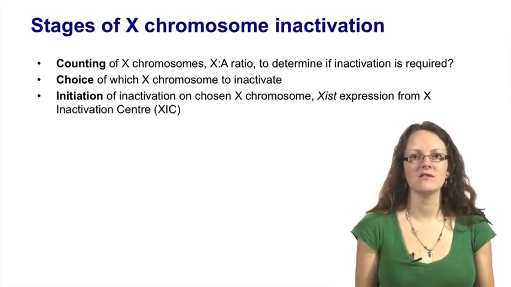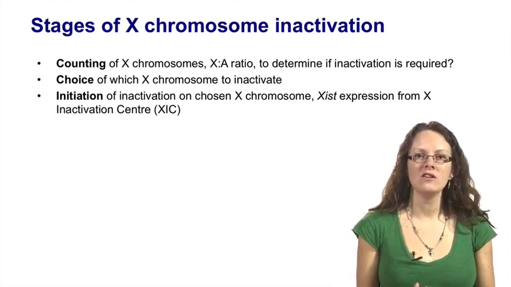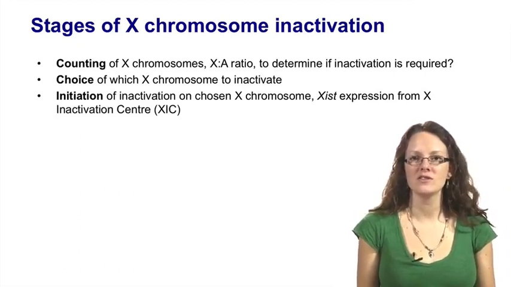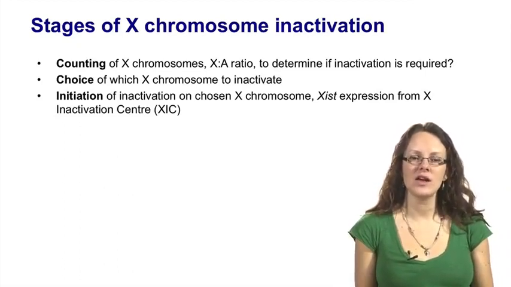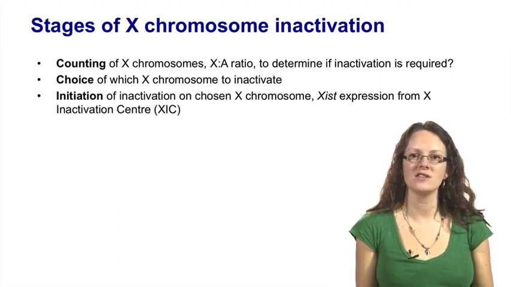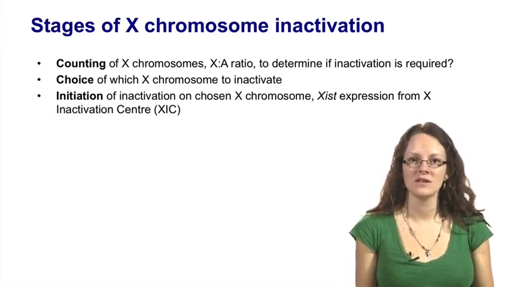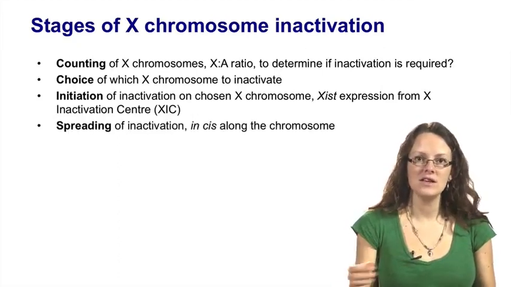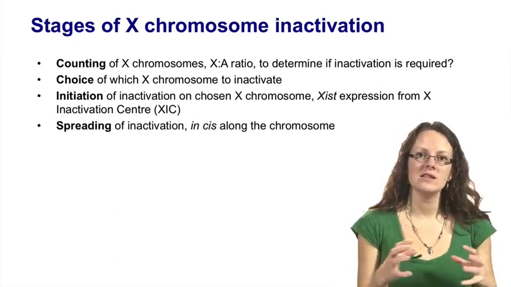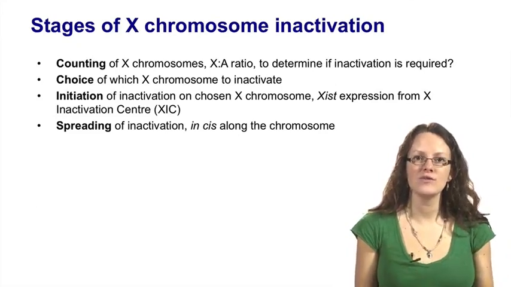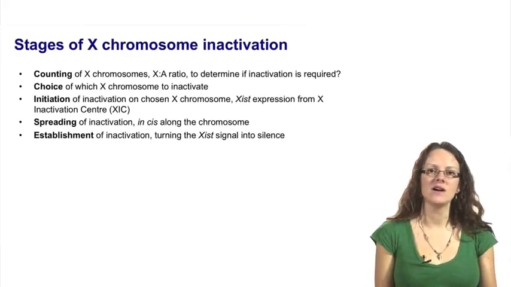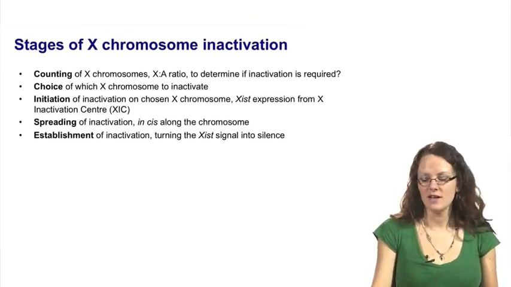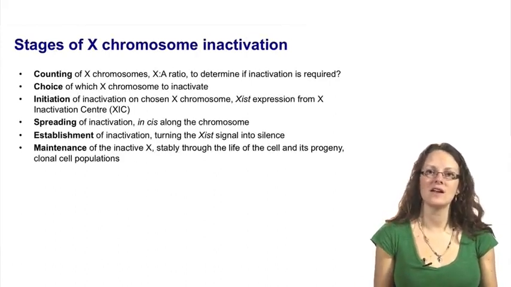The third stage of X inactivation is the initiation. And really this is all about the expression of that long non-coding RNA that I mentioned in previous lectures called Xist. Xist expression comes from its particular location on the X chromosome known as the X inactivation center, which we'll talk about in future lectures. After this initiation of Xist expression, then the Xist needs to spread to cover the entire X chromosome that will become inactive. And following on from that, we need to have establishment of the silencing marks. And finally, after that, we will have the maintenance of this inactivation.